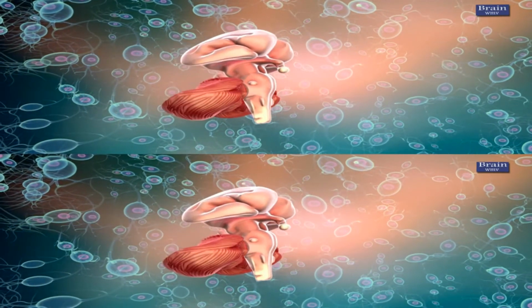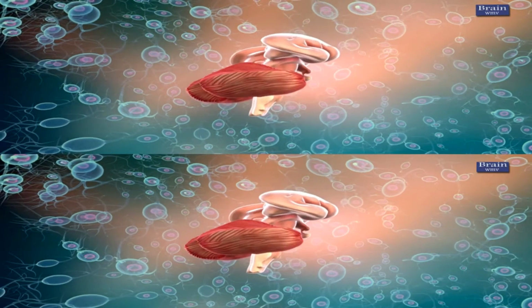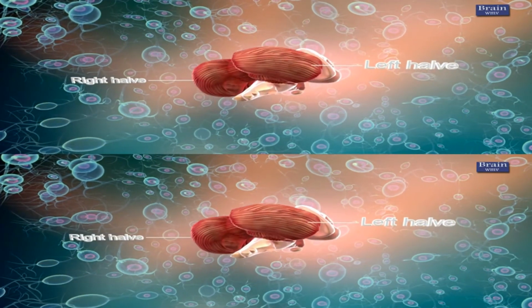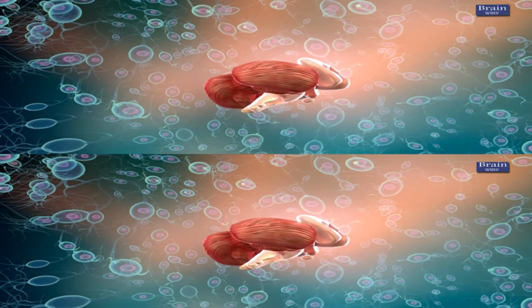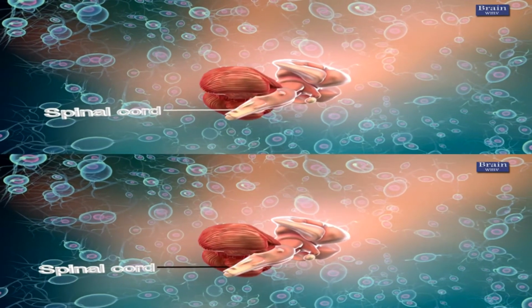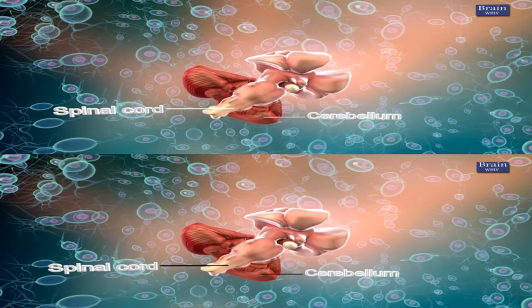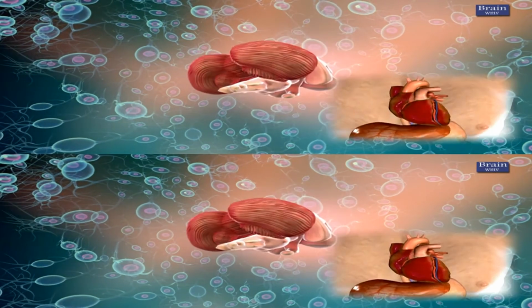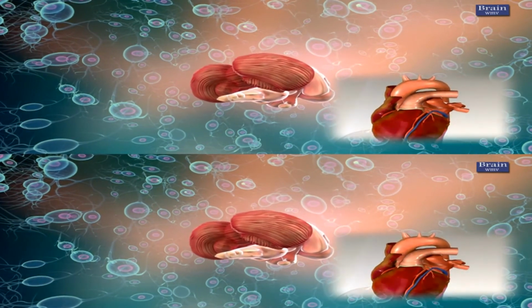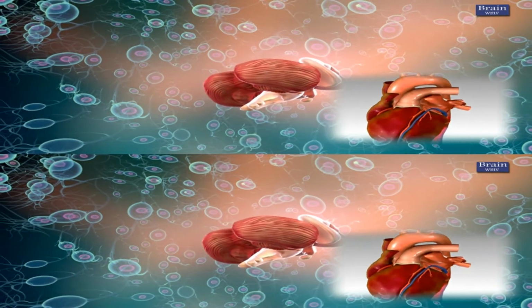Pons varolii is a transverse band of nerve fibers which connects the right and left halves of the cerebellum. Medulla oblongata is anteriorly broad and posteriorly tapers into the spinal cord. It performs several involuntary functions, such as heartbeat, breathing, swallowing, and blood pressure.